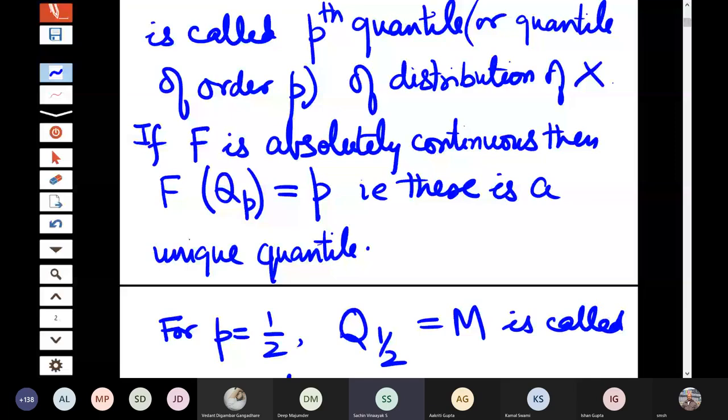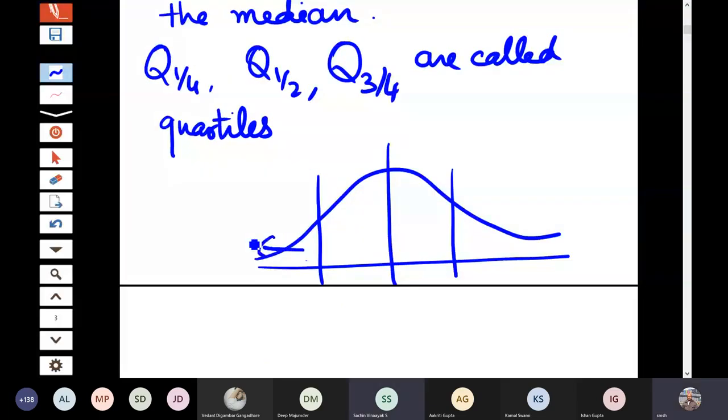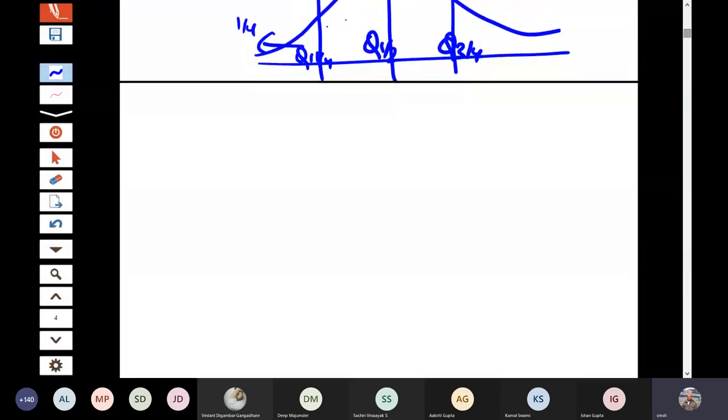Thank you, sir. So this one is suppose 1/4, and this is the half point. So this is Q_1/4, Q_1/2, Q_3/4. So we are dividing into 4 parts. Then these are called quartiles of a distribution.